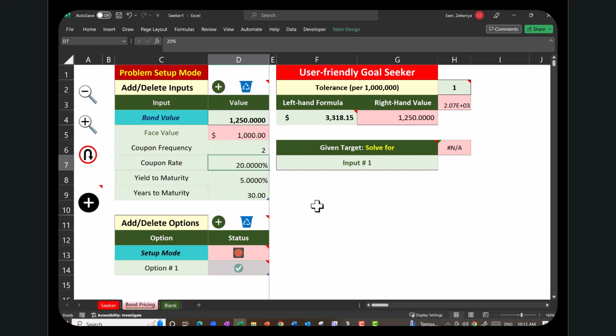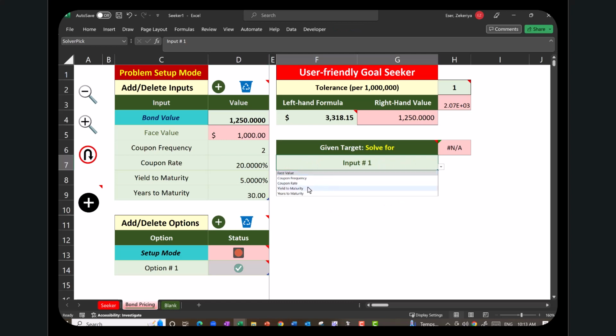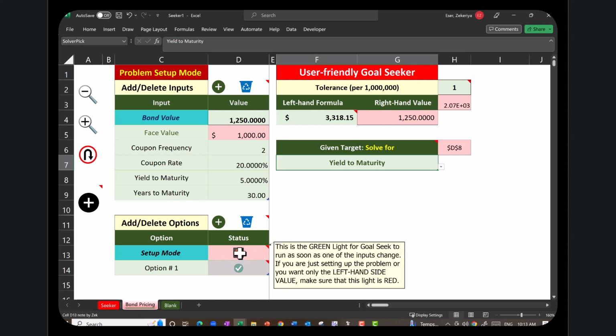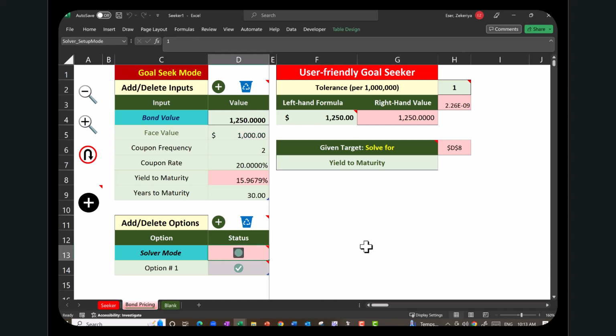Well, we've done similar stuff with the annuities. There is something that I don't know among the inputs, right? So I'm gonna pick what I don't know. I don't know the yield to maturity. I'm still in setup mode. For the solver to work, I have to green light the solver mode. Voila, it's done. Basically, internally it's using GoalSeek.